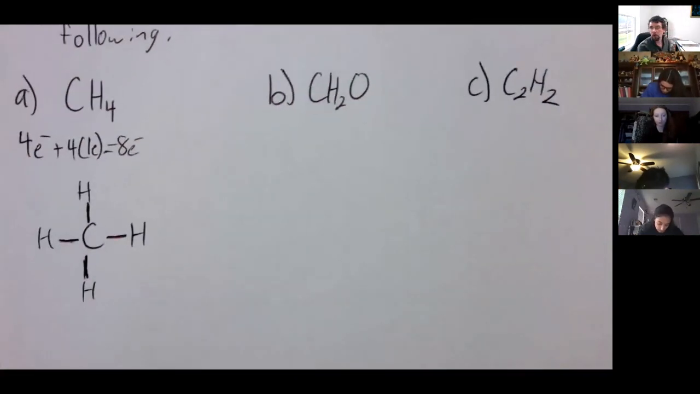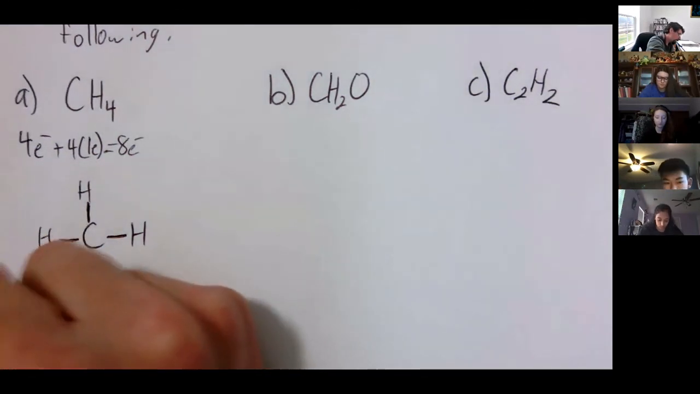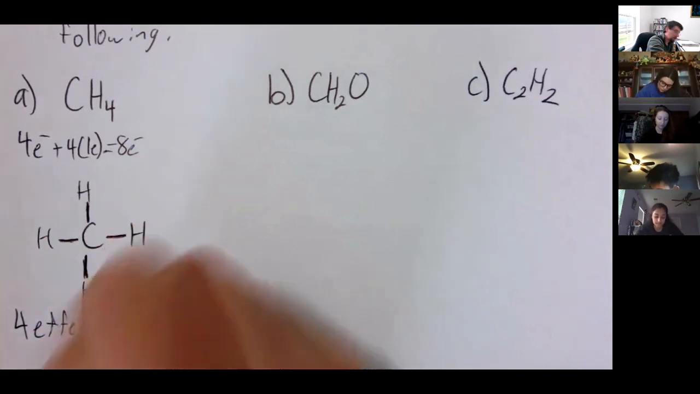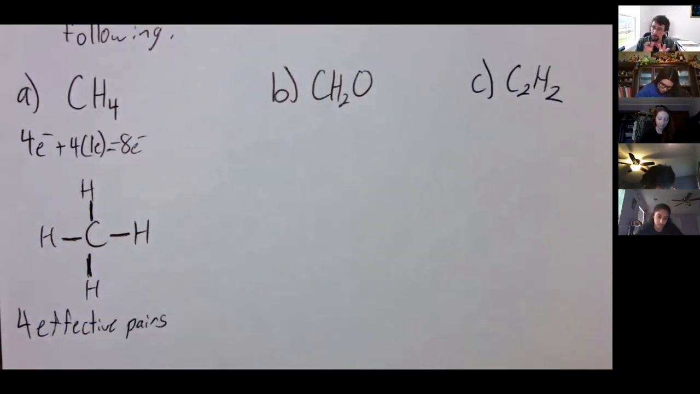I'll try to make those bonds a little more clear. Okay, so now we have to determine how many effective pairs there are. How many effective pairs are around this carbon, that central atom? 4. Yep, 4 effective pairs. Okay, after we know this, in the next section we'll talk about how you determine the number of effective pairs, then you get an idea of its shape, and you move on from there, okay? But it's important to get this first step.